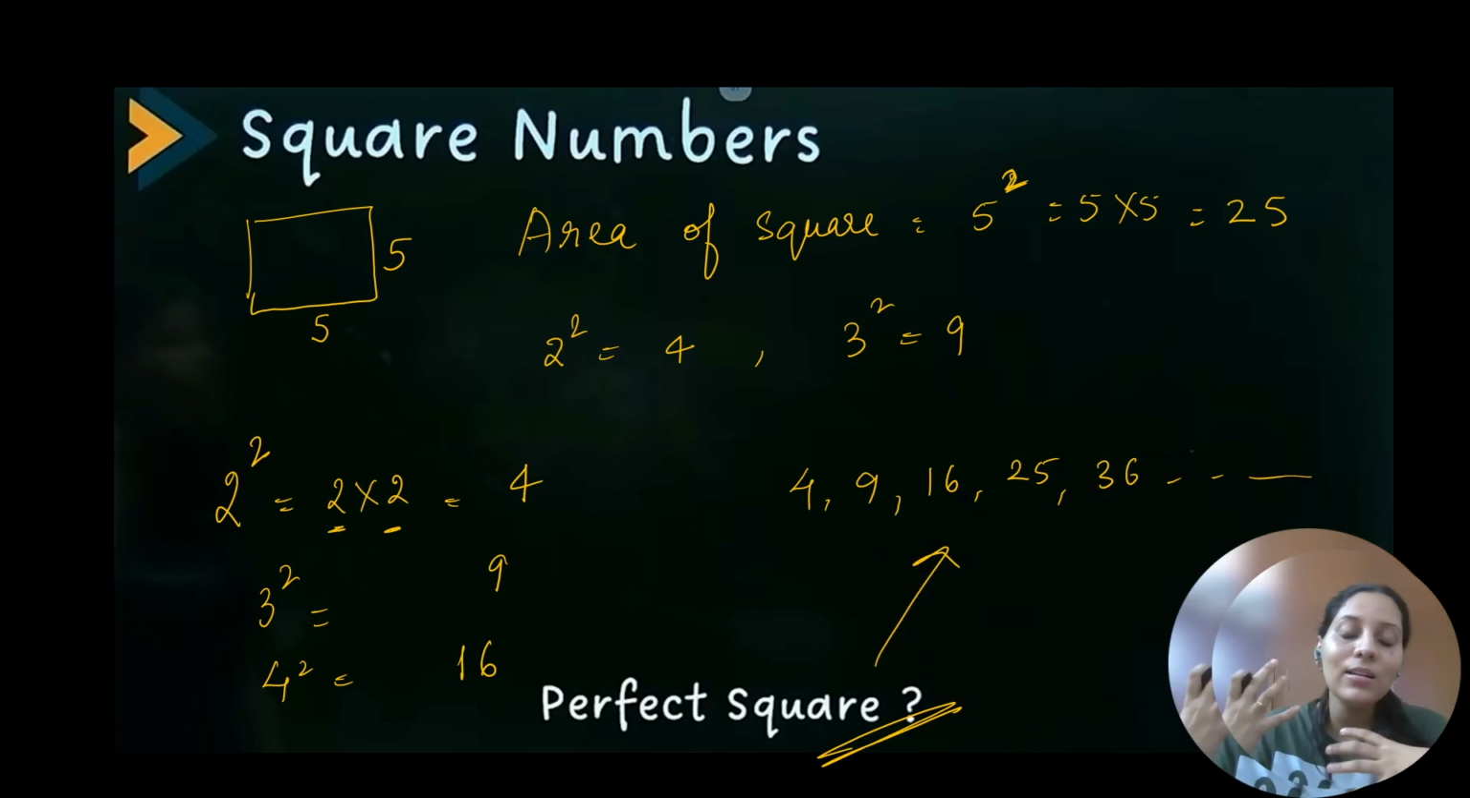So how do I know that it is a perfect square? When the same number is multiplied by itself, the answer that you get is a perfect square. I hope this is clear.